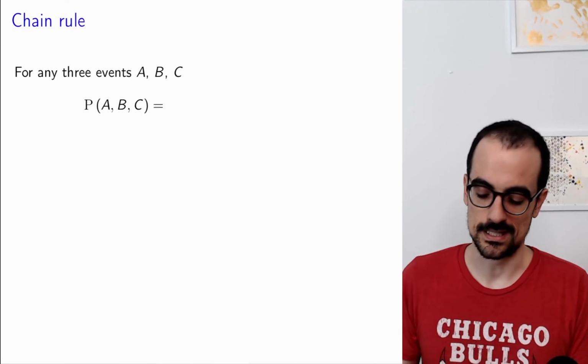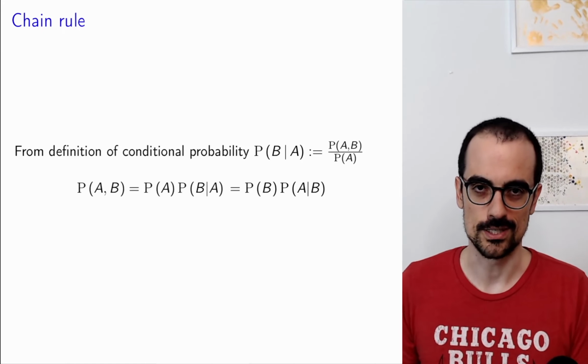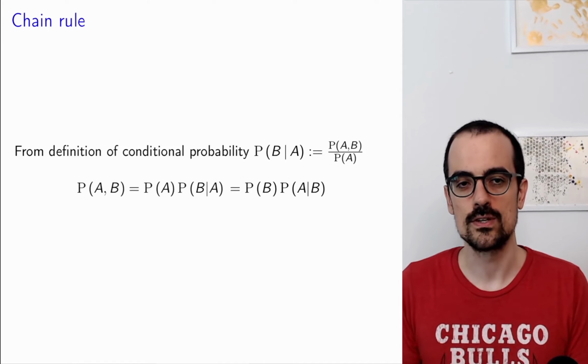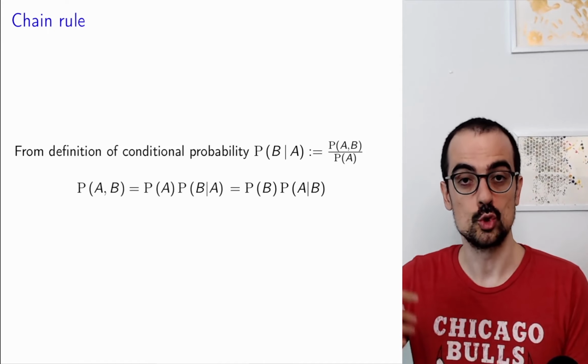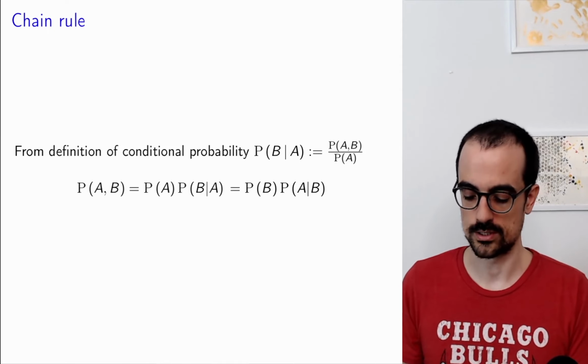That was super simple. It just follows directly from conditional probability. Often we want to apply the chain rule to more events. So let's see how that works.